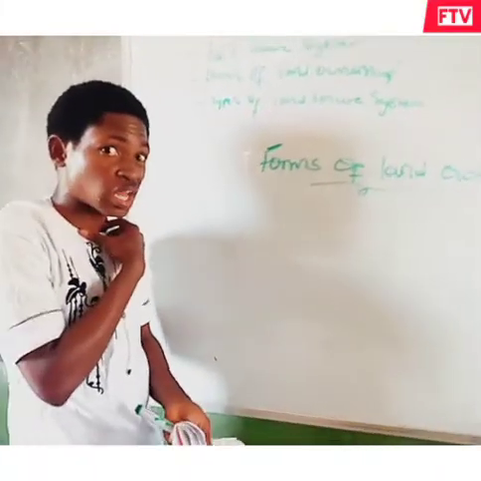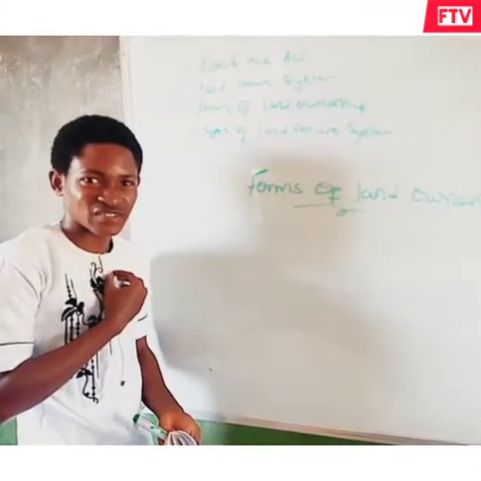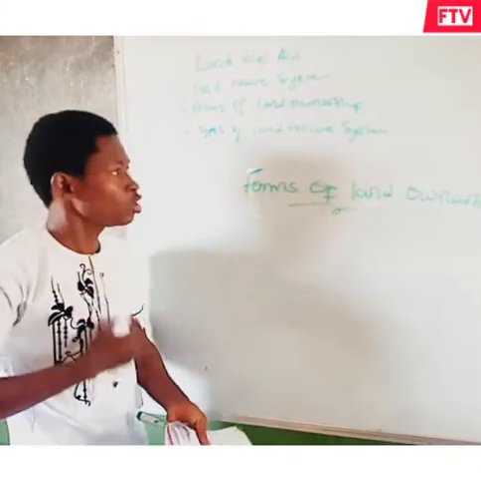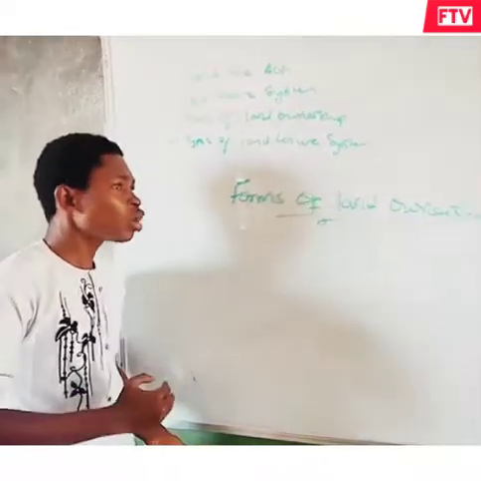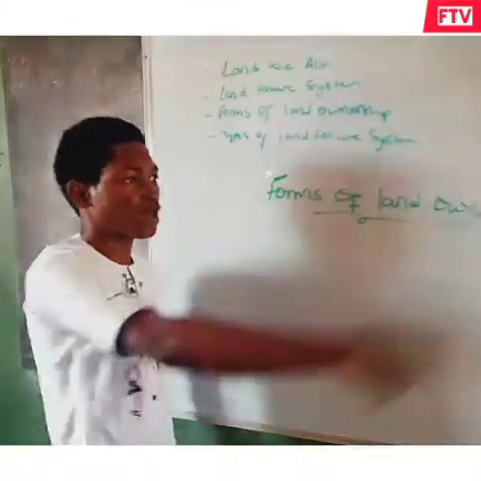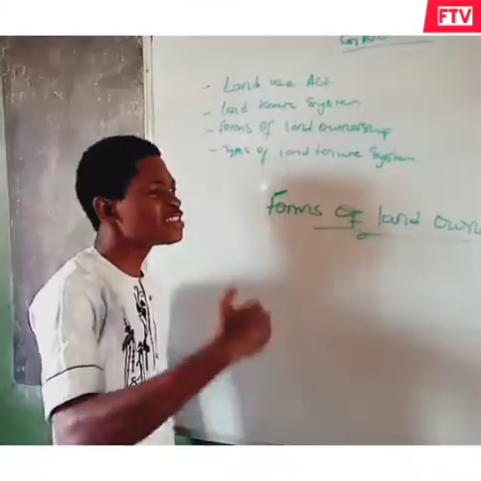I'm not too young to acquire land. Are you too young to acquire land? No. You can get land even at the age of 16, 17, 18 years. Yes, I can get land as well. But now there are ways to go about this. You cannot just go and meet someone that this is my land. No, there are steps to it. You can acquire land in different forms.